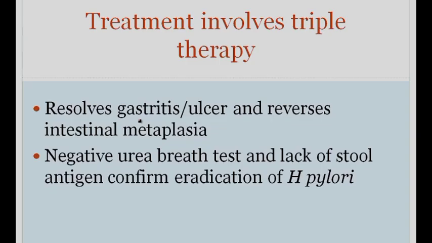Now, when you give triple therapy, you want to make sure that you've gotten rid of the bug. And the way by which you do that is you can look for urea in the breath, because remember that the bug is making ureases, and so it produces urea as a byproduct. And so when there's lack of urea in the breath, that will tell you that the bug has been killed. And another way to check is to look at the stool. And in the stool, you'll see lack of H. pylori antigen. So that would also be helpful to confirm eradication.